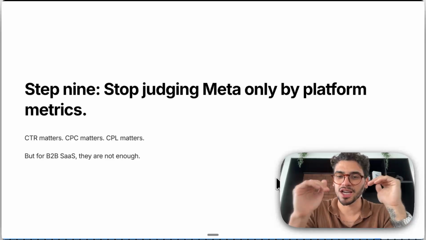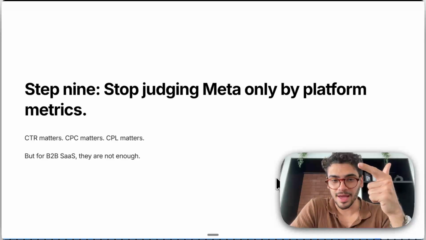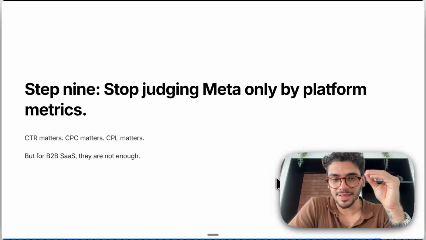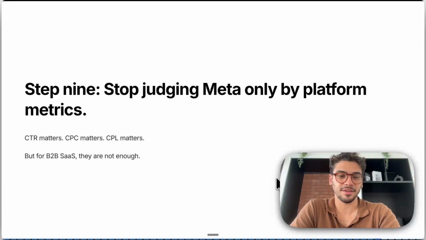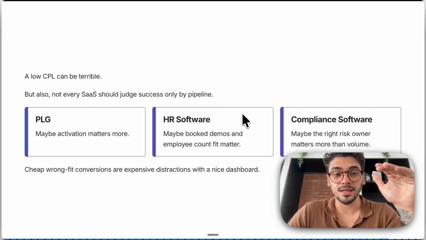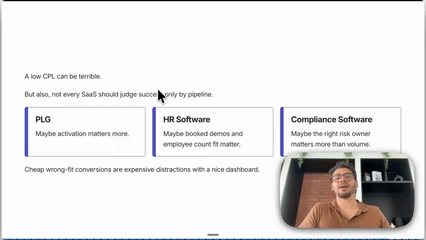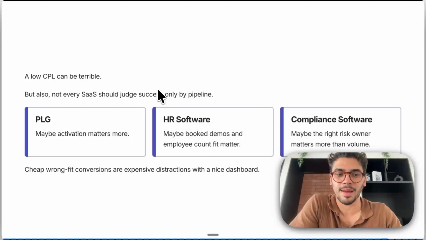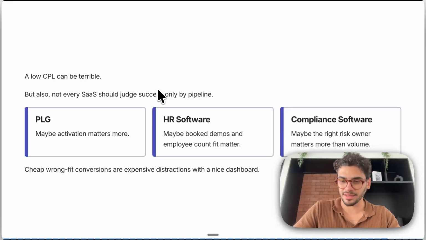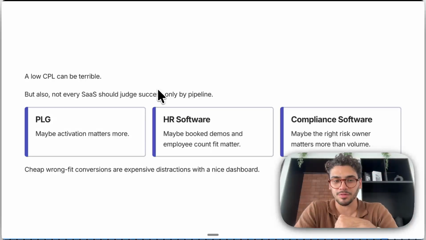Step 9, stop judging Meta only by platform metrics. CTR matters, CPC matters, and CPR and CPL matter a lot. But for B2B SaaS, they are not enough, right? If you're sales-led growth, even more. A low CPL can be terrible. I understand that. But also, not every SaaS should judge success only by pipeline. So if you're product-led growth, maybe activation matters more, right? So again, not everyone is the same quality of leads, right?